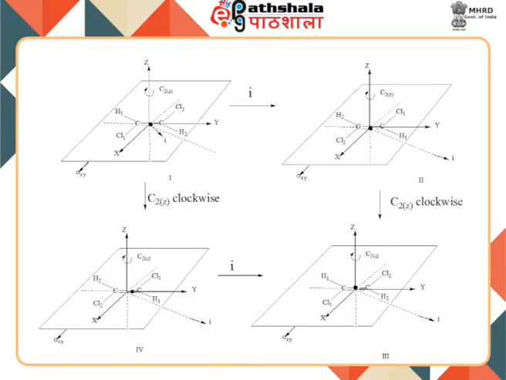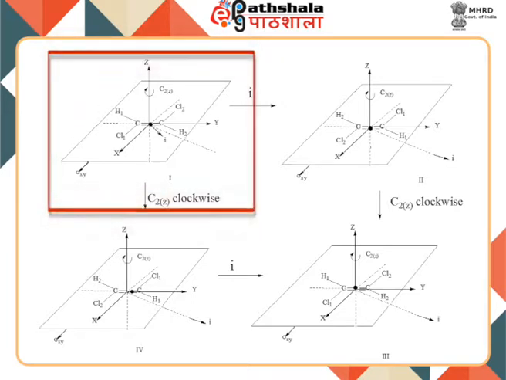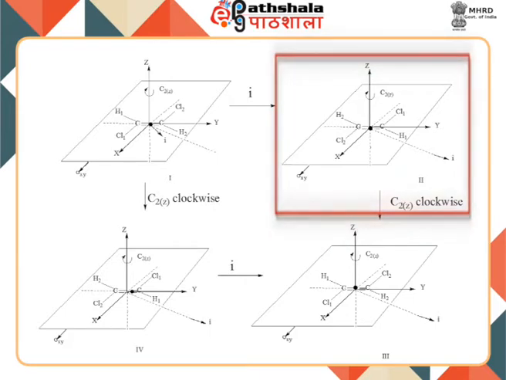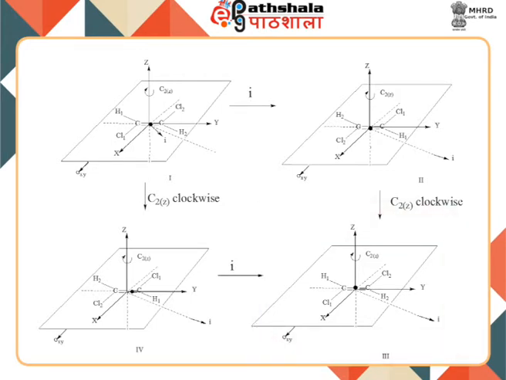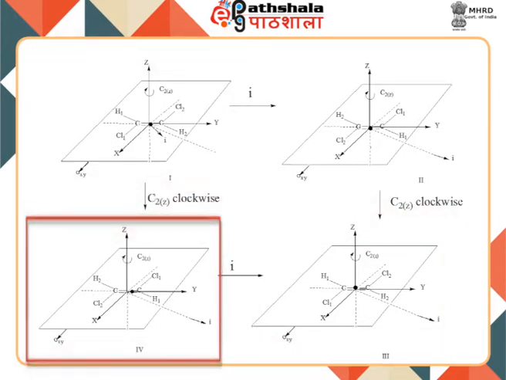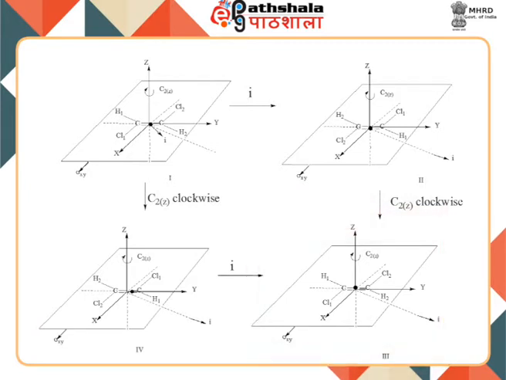Now, let us take the symmetry products C2z and I, and the symmetry product I and C2z. In this molecule, on applying C2z and I, configuration 1 goes to configuration 2, then to 3. On applying I and C2z, the configuration goes from 1 to 4 and then to 3. Therefore, C2z into I is equal to I into C2z, and I and C2z commute with each other. Now we can show these results like this.